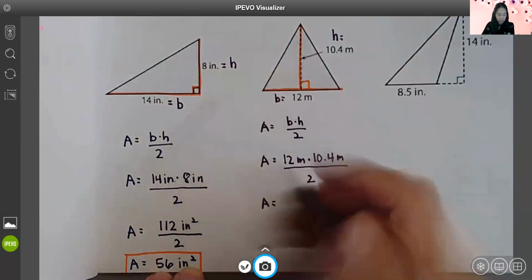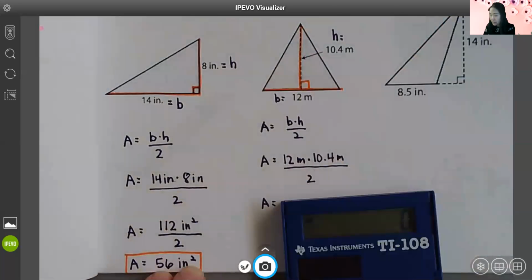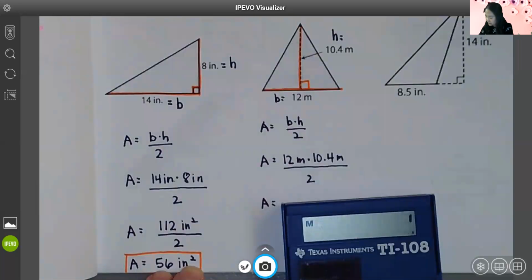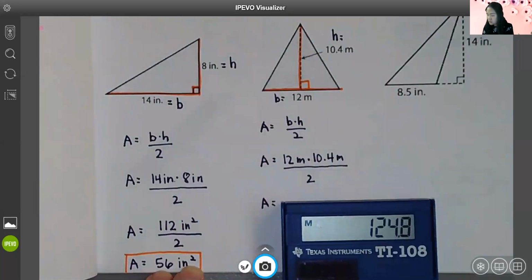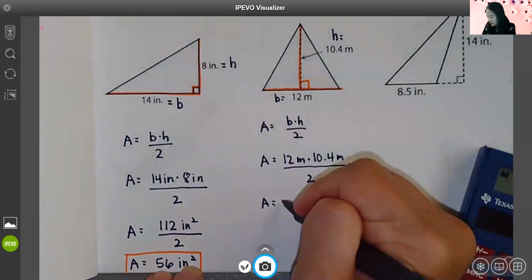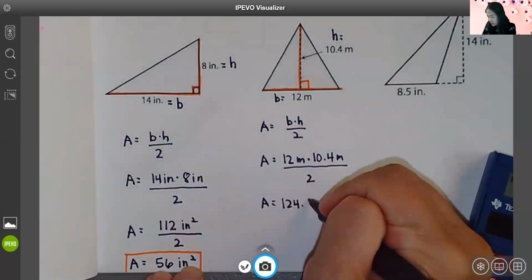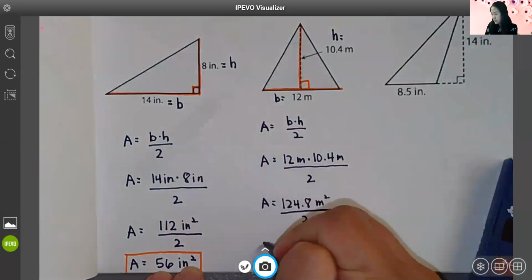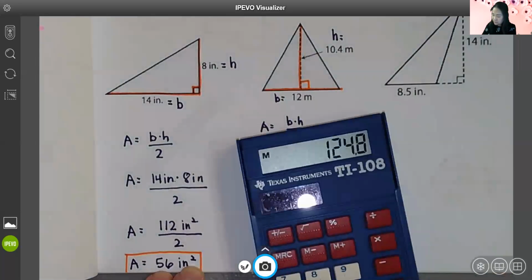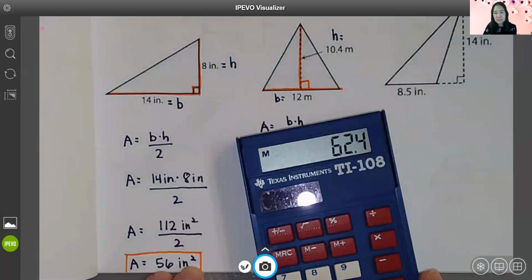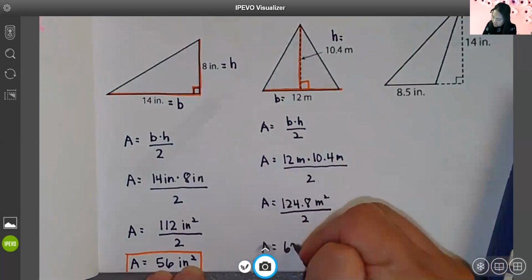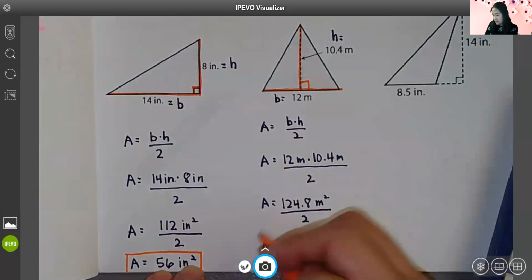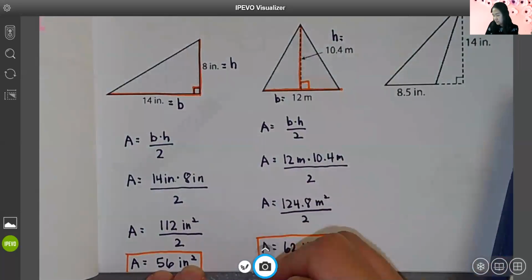Area equals, let me do 12 times 10.4, which is 124.8 meters to the second power divided by 2. And so when you divide by 2, you get 62.4 meters to the second power. That's the area of that triangle.